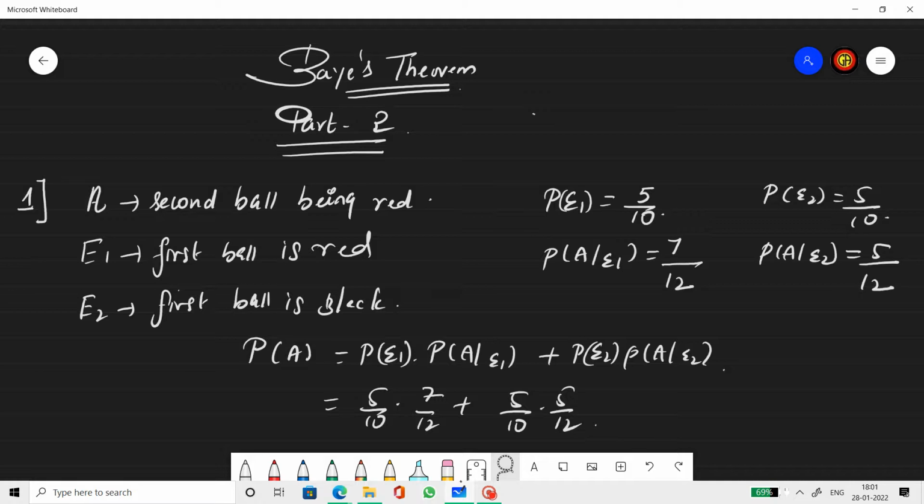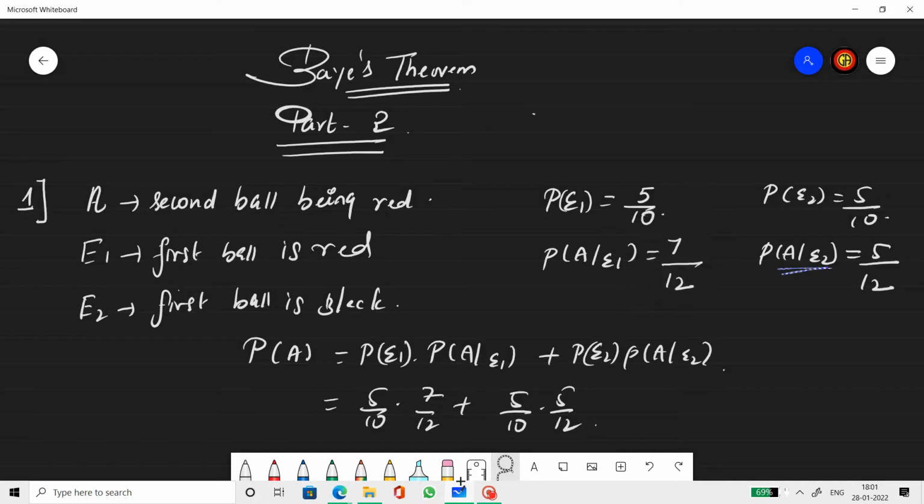Now A given E1 is drawing a red ball after E1, which means the first is a red ball and then you take a red ball again. If the first is a red ball, you put that ball back and you put 2 more red balls. So the total number of red balls is 7 now and the total balls in the urn becomes 12. So 7 out of 12 will be the probability of drawing a second red ball given the first is also red.